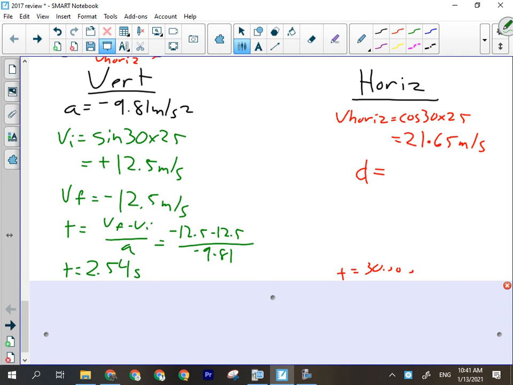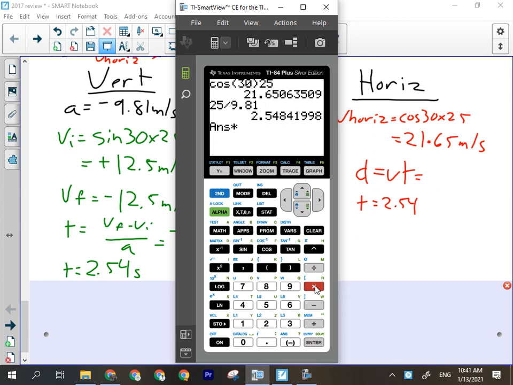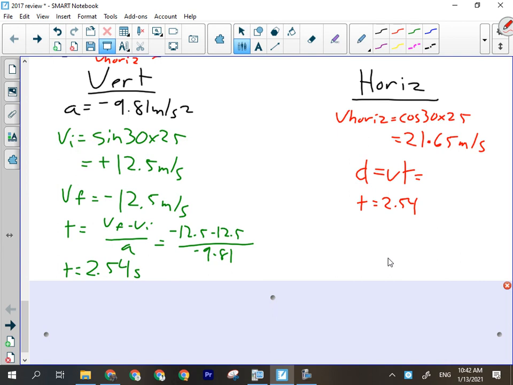Can that time be used over there on the horizontal part? It can. It's the one thing that fits for both. So the time is going to be 2.54 seconds. Can I calculate d now that I have v and t? So d equals v times t. I'm going to take that number and multiply it by that number. So it's going to travel 55 meters horizontally. Is that ringing a bell?